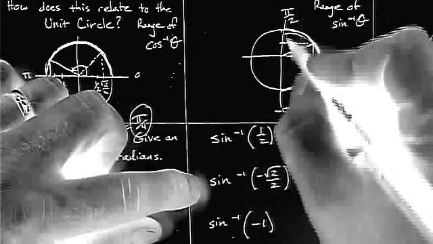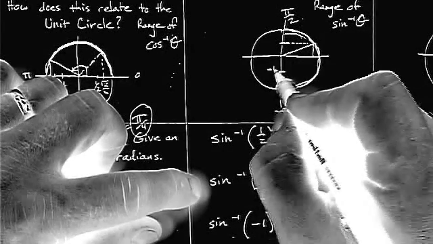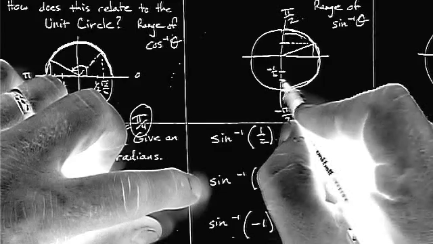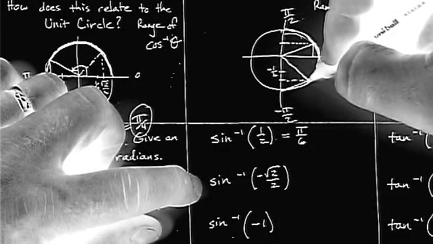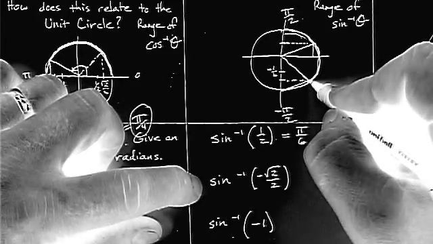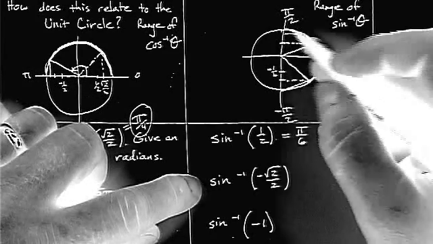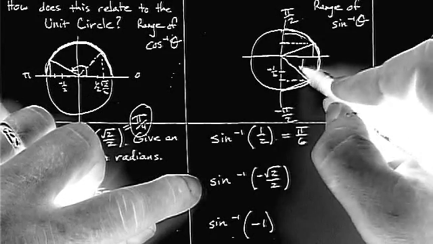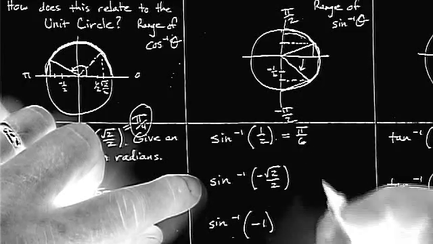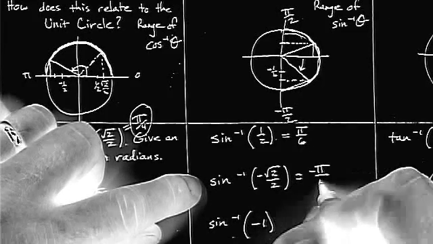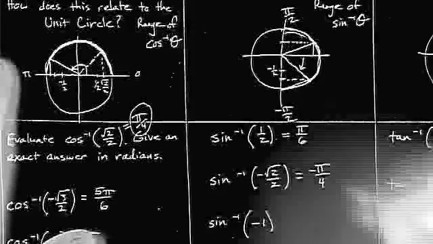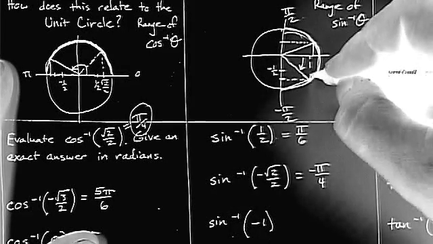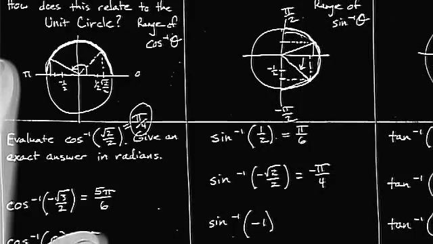Negative radical 2 over 2. Okay, so there's negative 1/2. Negative radical 2 over 2 is going to be over here. That's my 45-degree angle. But you can't quote it to me in the positive rotation. You have to quote it to me in the negative rotation, which in this case would be negative pi over 4. Remember your triangle. It's just a 45, 45, 90 right triangle.